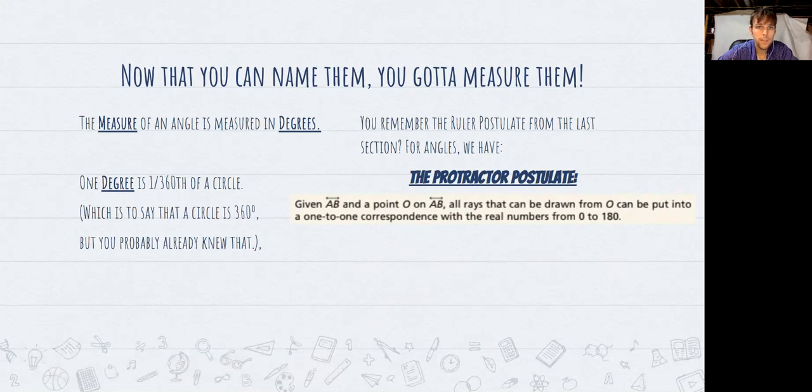Let me just go ahead and sketch that out. So we have a line AB and a point on this line called O. All rays that can be drawn from O can be put in a one-to-one correspondence with a real number. So it's saying we can draw a bunch of rays from here.